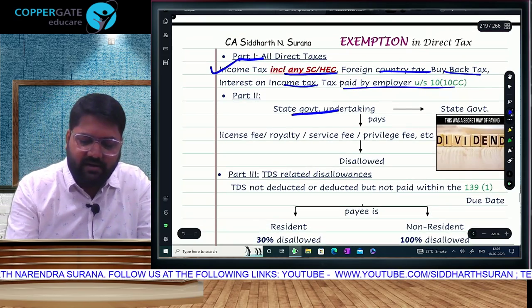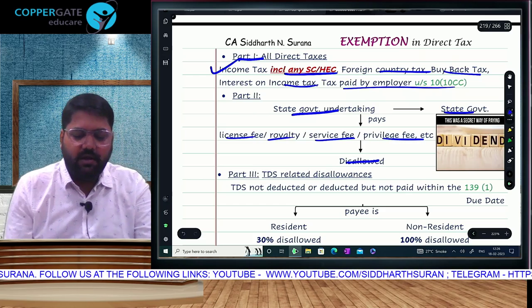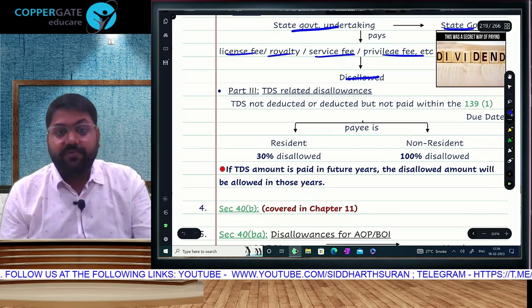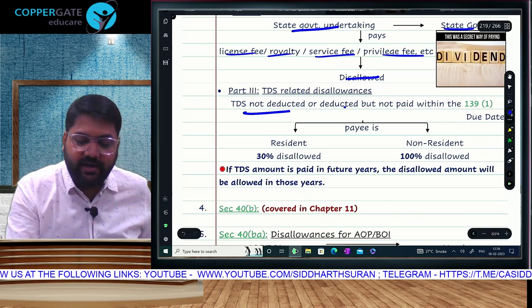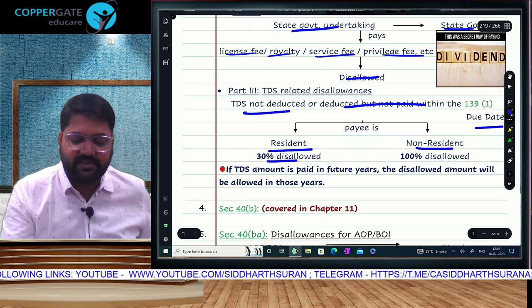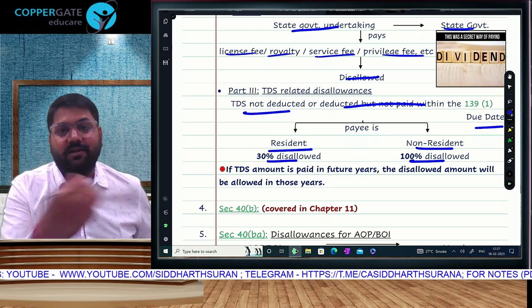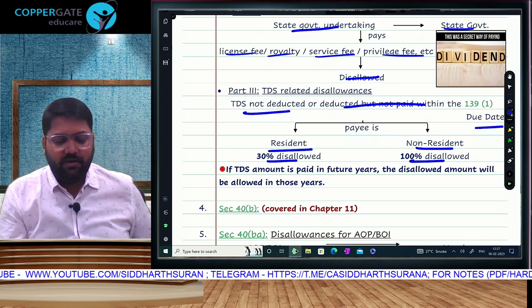When a state government undertaking pays any license fee, royalty, service fee, privilege fee to the state government, it will be disallowed. And TDS ka, if the TDS is not deducted or deducted but not deposited up to 139(1) due date, to resident pays ke liye 30%, non-resident pays ke liye 100% is going to be disallowed. But in future year if paid, the disallowed amount now will be allowed later.